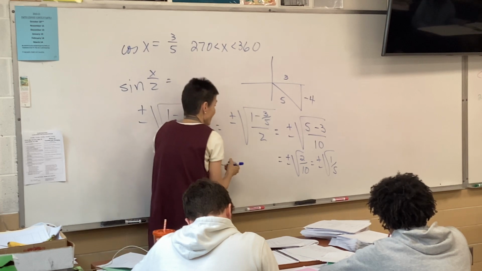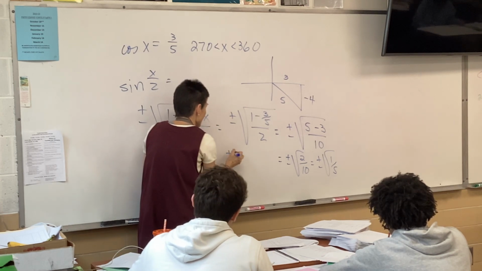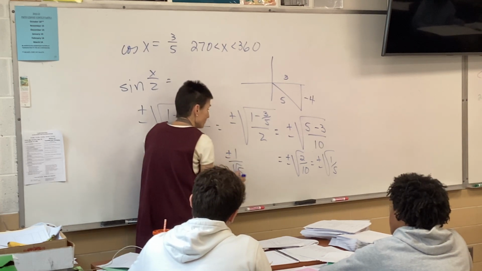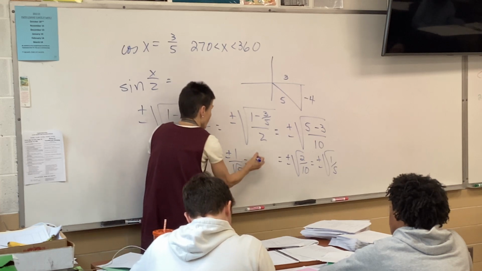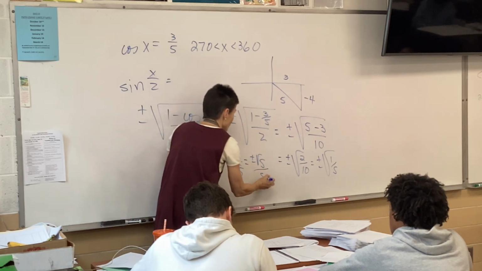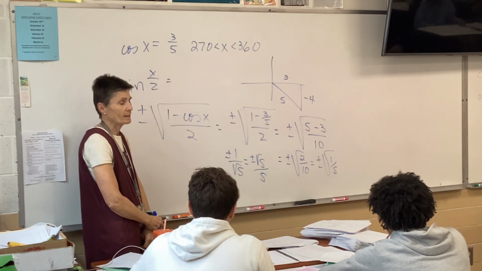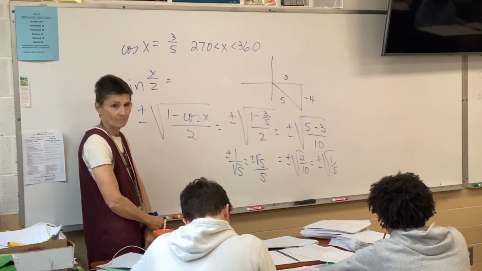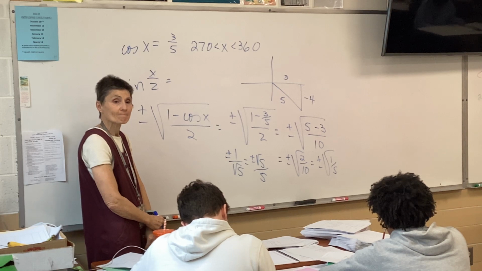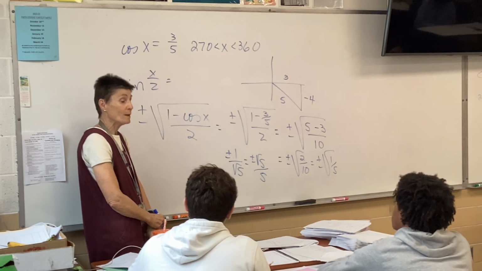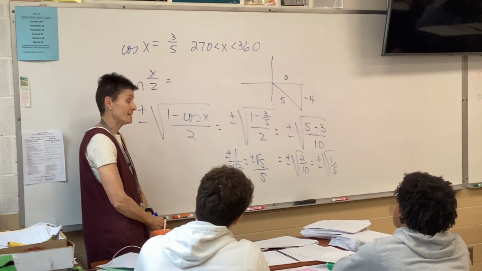which I can't help myself. That's 1 over root 5, which is root 5 over 5. Would you agree with that simplification? It's an easy one that I just can't help it. And then we keep our plus or minus here? No. No. You need to pick which one it is.